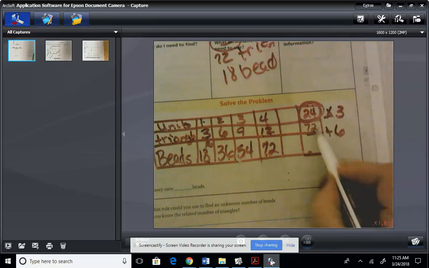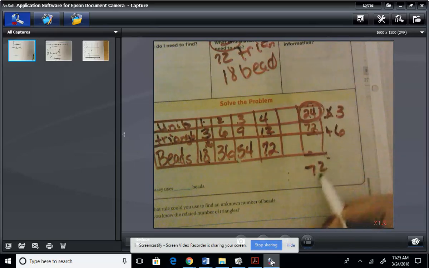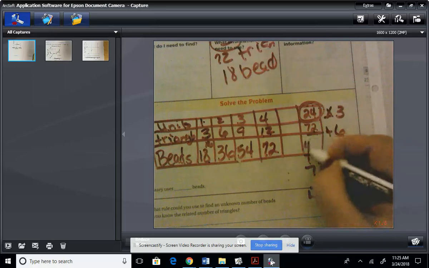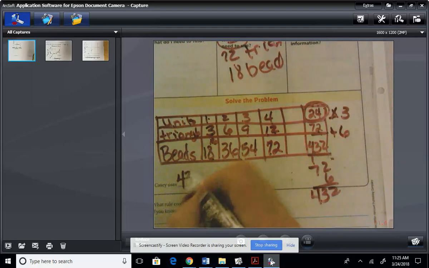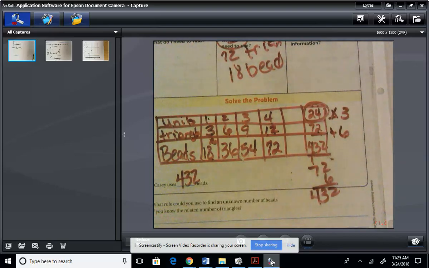And how many beads is that? 72 times 6. 432 beads. So how many beads am I going to need? 432. So once I figured out the pattern, I took the information that I knew, and you just got to decide. Am I multiplying it, or should I work backwards and do the inverse operation and divide?